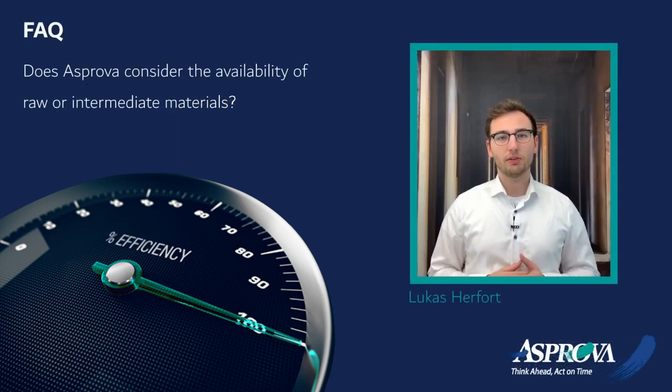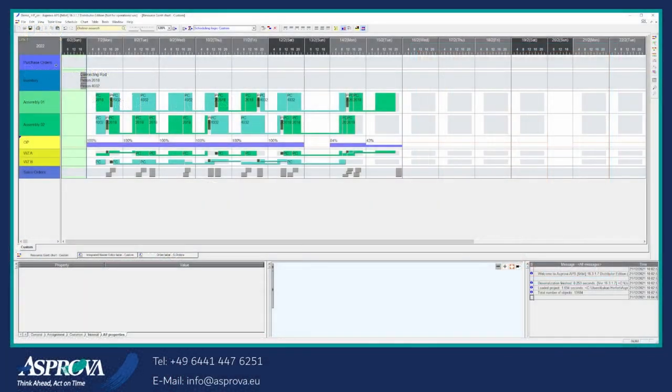Hello, today I would like to explain one of the most frequently asked questions when we talk about our scheduling software. Does Asprova consider material availability? Shortly, yes, of course. But for the sake of this video, I prepared a small demo file which we'll have a closer look at together. This is our resource Gantt chart.